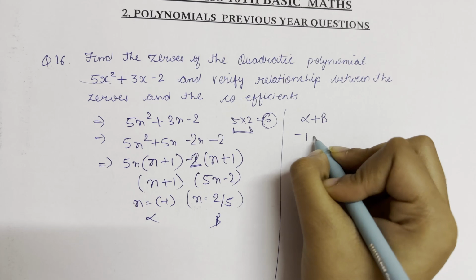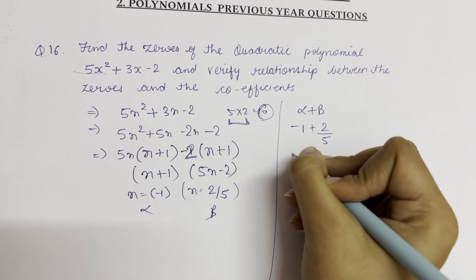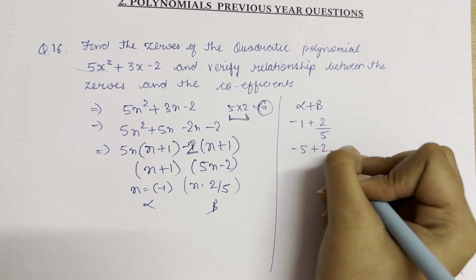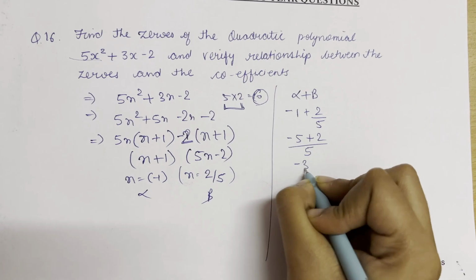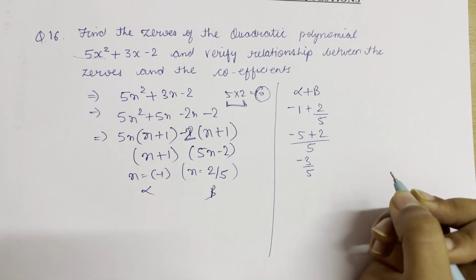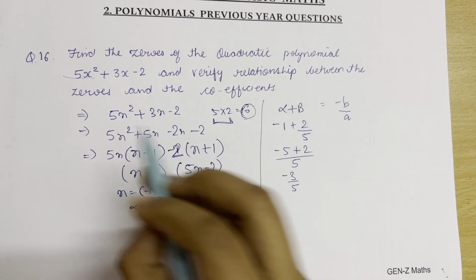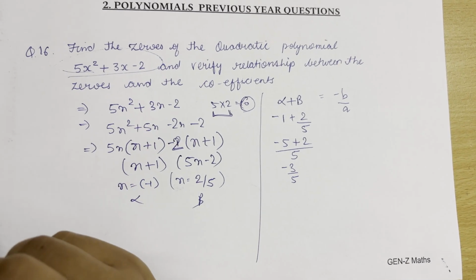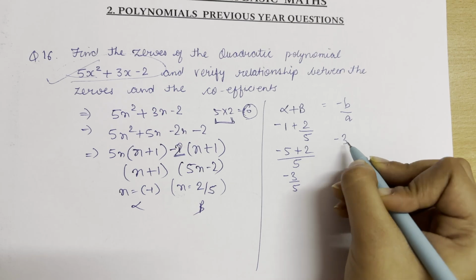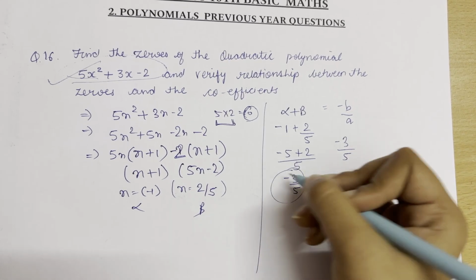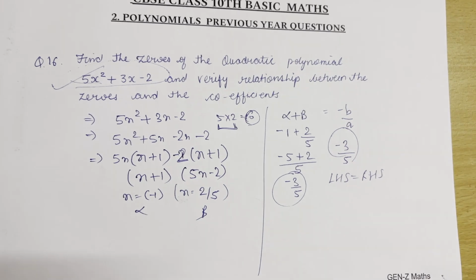So alpha is minus 1 plus 2 by 5, which is minus 5 plus 2 upon 5, which equals minus 3 by 5. If I need to verify it with minus b by a, and I find the value of b and a from this quadratic polynomial, I get b as minus 3 and a as 1. So this LHS is equal to RHS, and our relationship is verified.